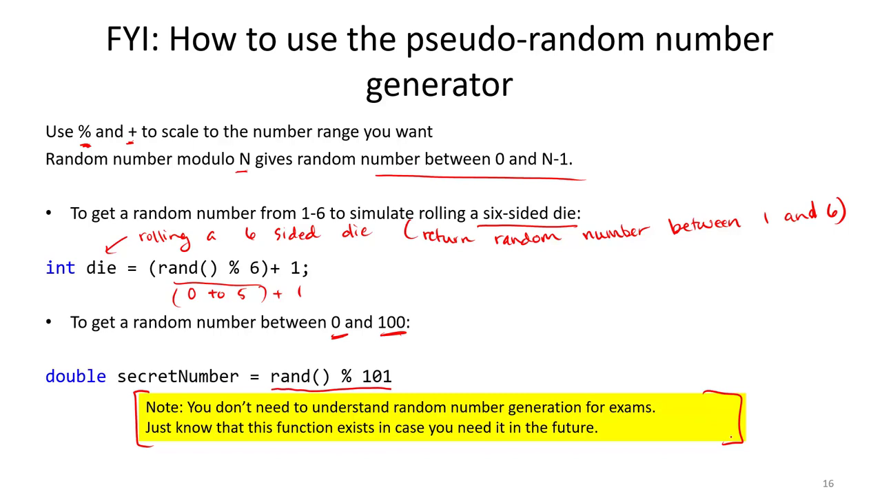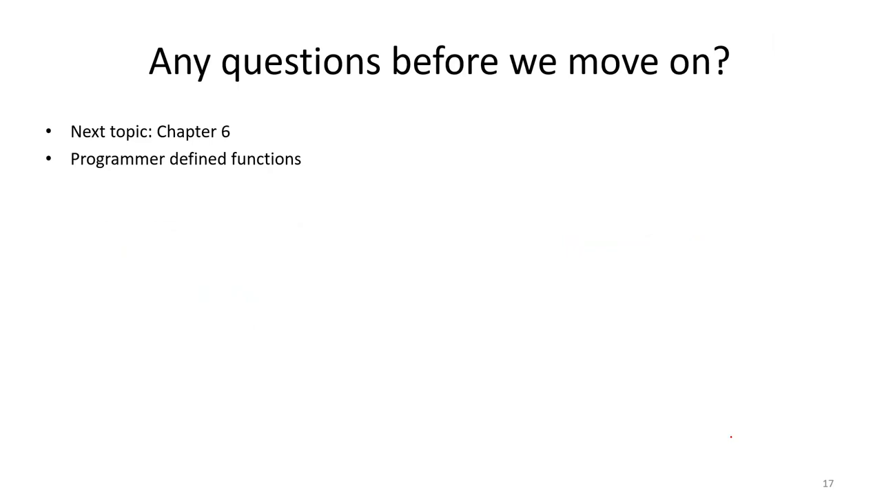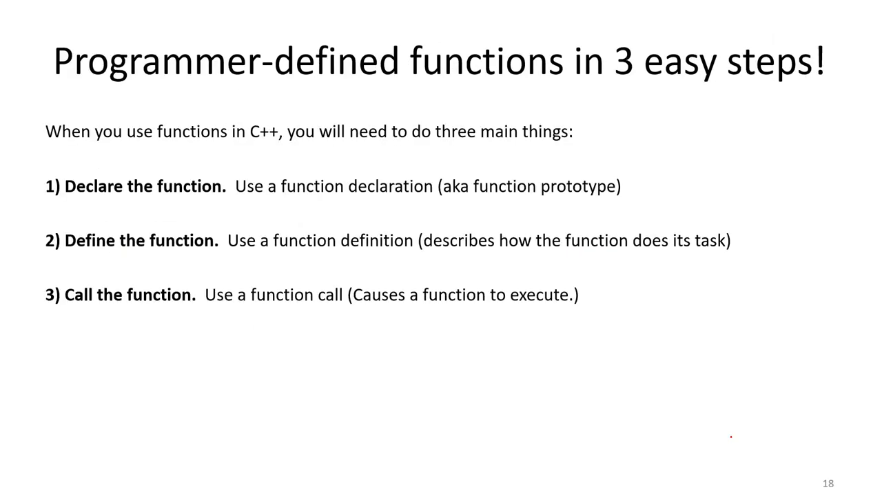Okay, so that's it for the predefined functions. But of course, most of the time for us as programmers, we need to actually be able to create our own functions. And so that brings us to how we write functions in C++. And I've broken it down into 3 easy steps. When you use functions in C++, you typically need to do these 3 main things. Make sure you remember each of these steps each time you want to use functions.